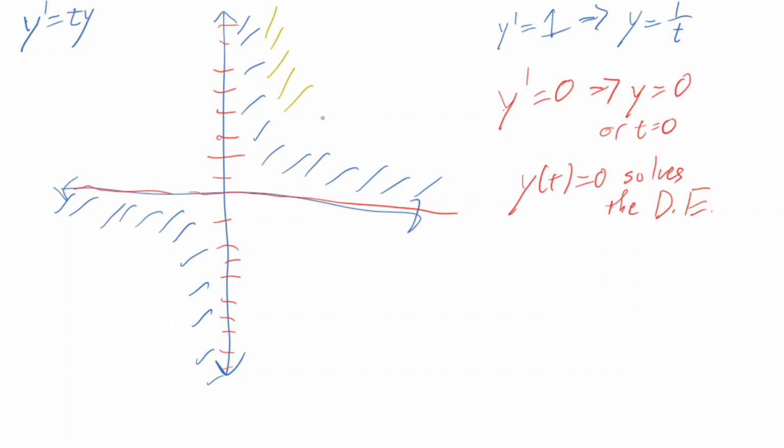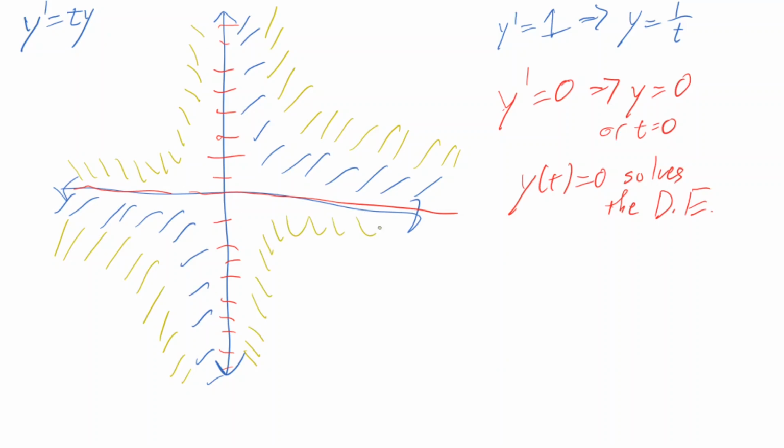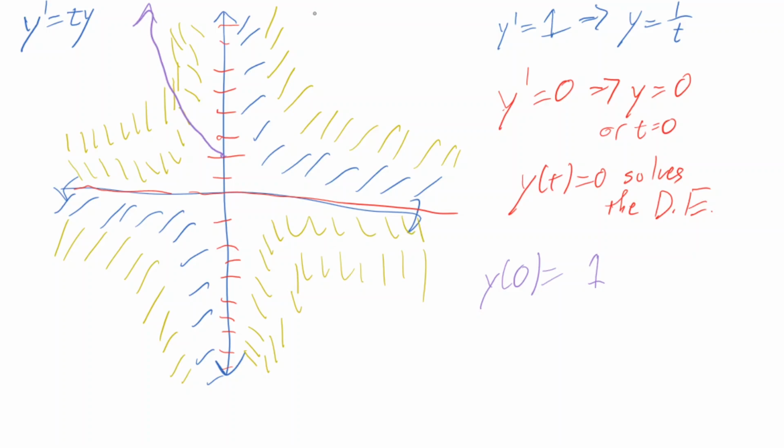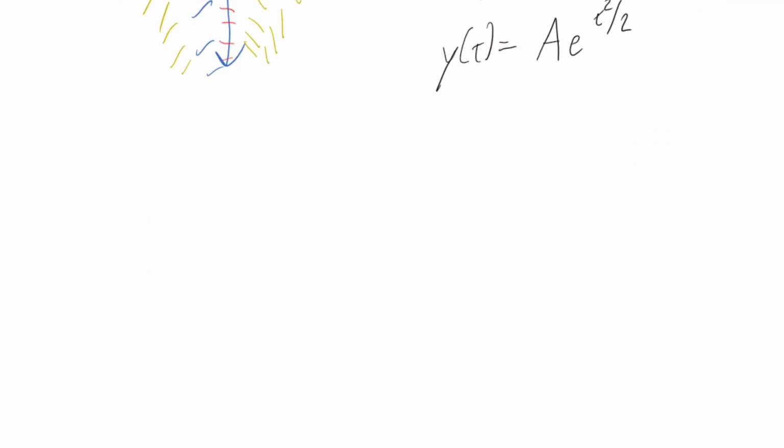We could continue by saying, well, if y prime equals 2, we get y equals 2 over t. Or if y prime equals -1, we get y equals -1 over t. And so on and so forth. Start to fill in our slope field. And to look at a particular solution, if y of 0 equals 1, you can see this is an even looking function. Goes off to positive infinity in both directions. And the solution to this is y of t equals ae to the t squared over 2. So when t gets really big, if a is positive, it's going to go to positive infinity. If a is negative, when t gets big, it's going to go to negative infinity.